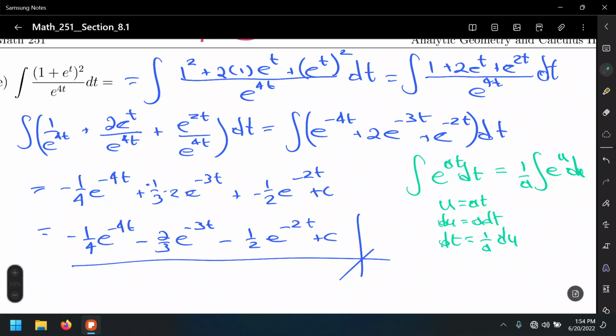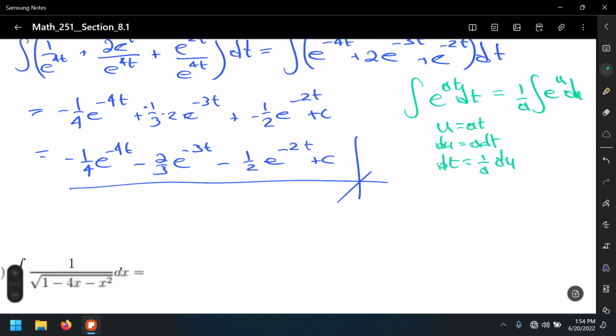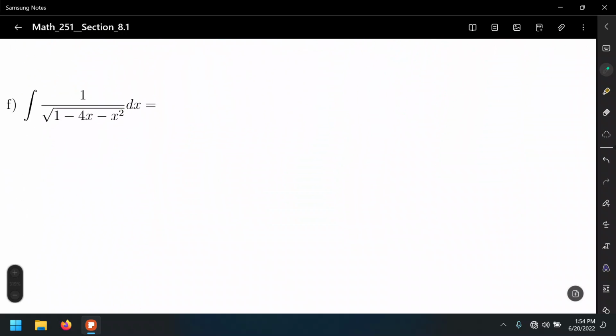You're welcome. All right. So let's see, letter F. What about letter F? Any ideas on what to do before we can do anything on letter F? Complete the square, yes, sounds good.